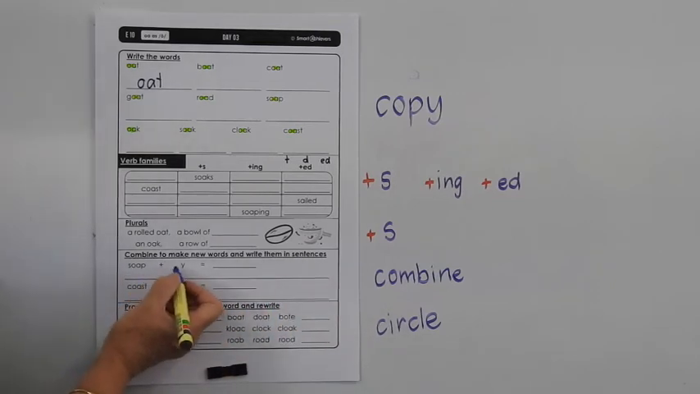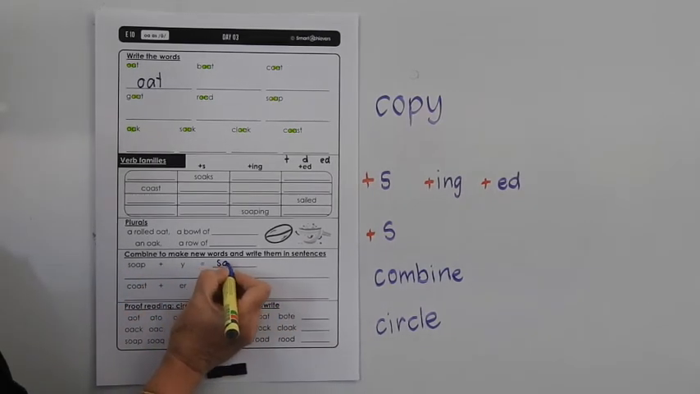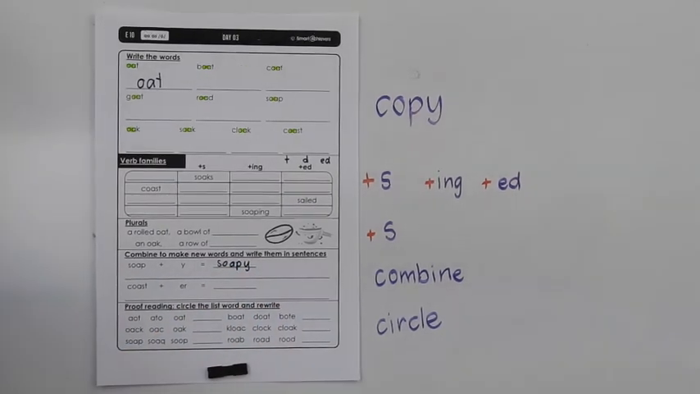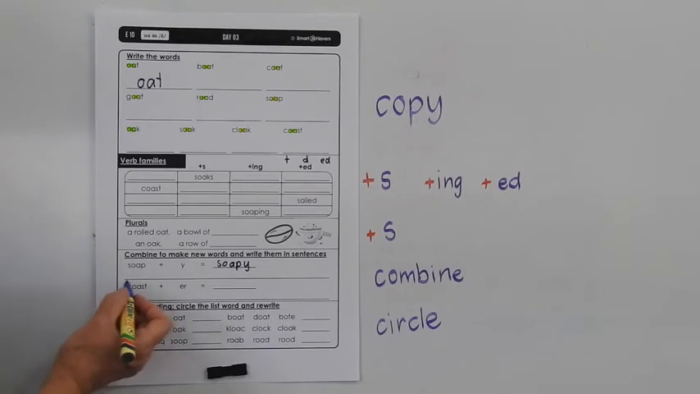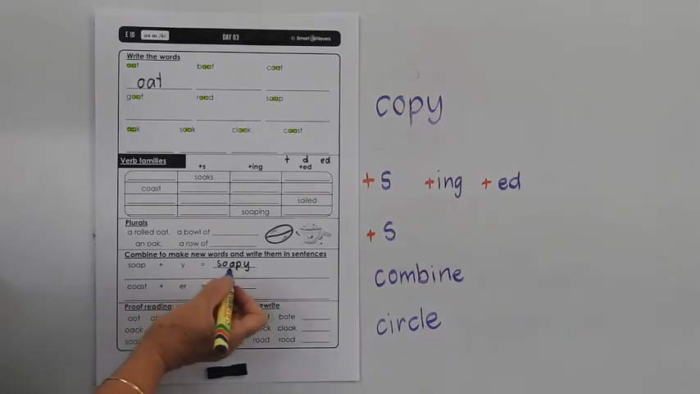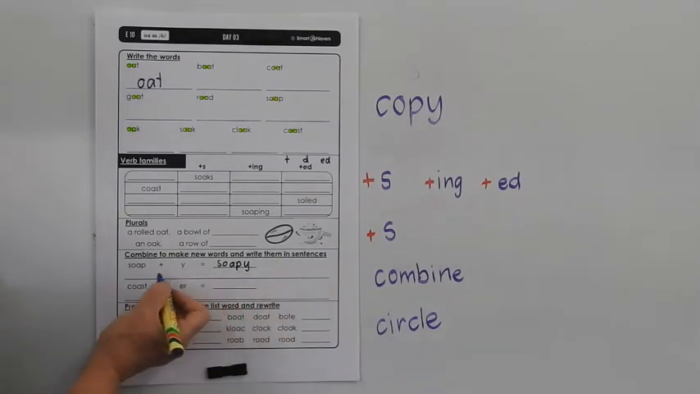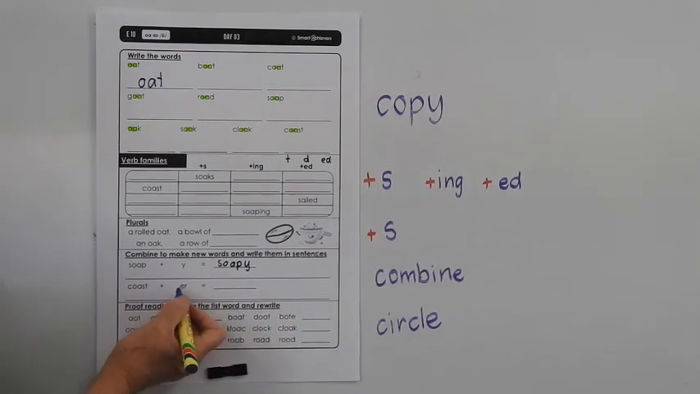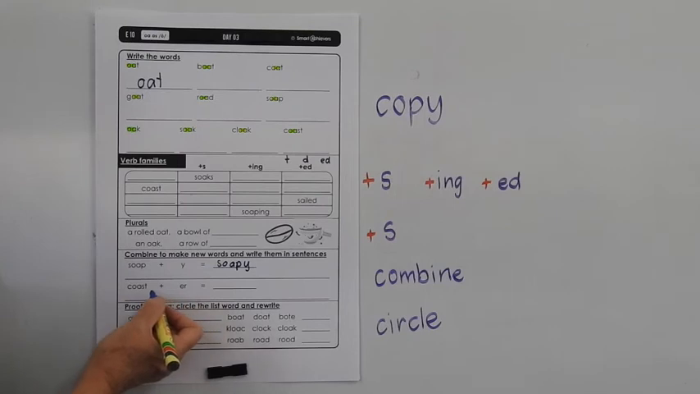We're going to leave out the add sign, so we're going to write soap, soapy. And the Y on the end of a word can make the E sound. Coast, coaster. Then you have to go back and write them in a sentence. So the bath was full of soapy water. Coaster, we put our hot cup of chocolate on a coaster on the table.